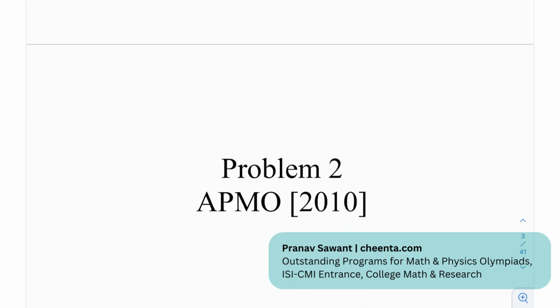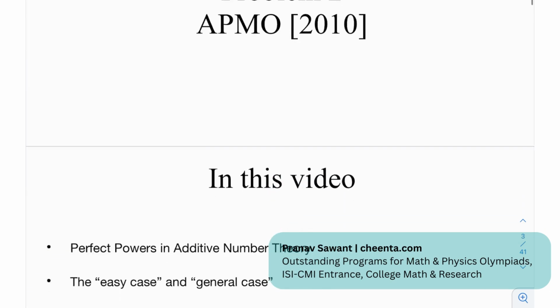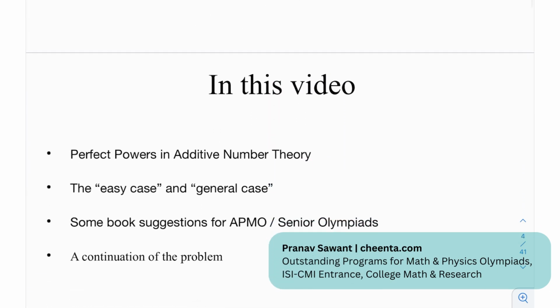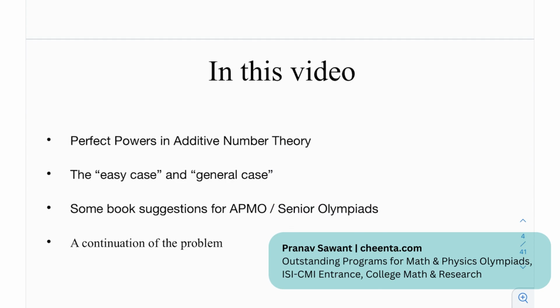This is the second problem from the Asia Pacific Mathematical Olympiad in 2010. In this video, we're going to be learning about perfect powers in additive number theory, the easy case and the general case. After that, we have some book suggestions for the APMO and serial Olympiads, and at the end, we have a continuation of the problem.